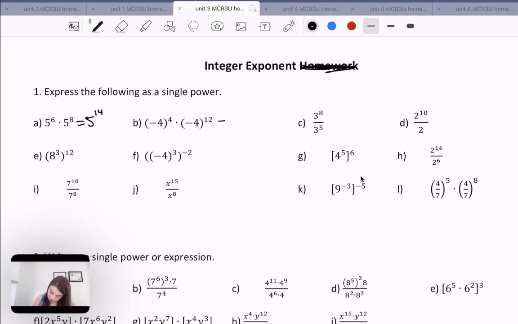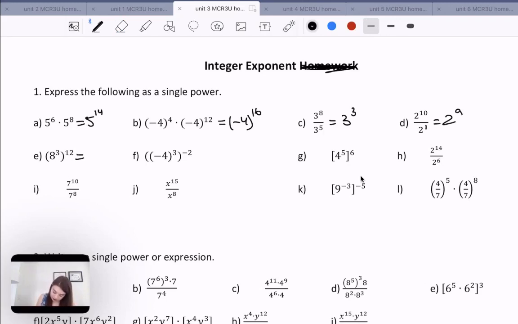What about the second one? Same logic. We take negative 4, we add up the 4 in this 12, and we get power of 16. Over here we subtract. We get 3 to the power of 3. Over here we subtract again, right? And in this case, 2 is the same as 2 to the 1, so 10 minus 1 is 9, so this is 2 to the 9.